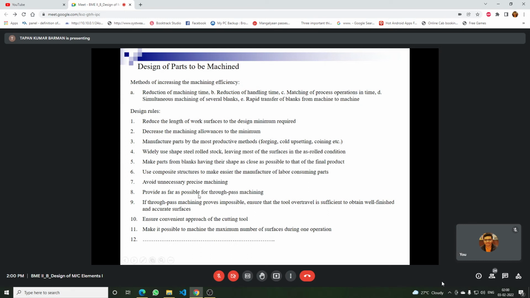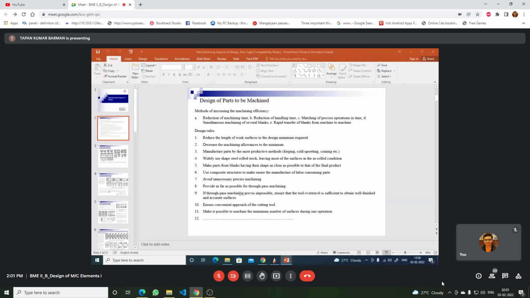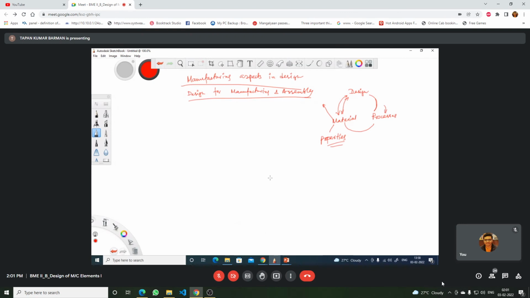Provide as far as possible for through-pass machining. Now, what is through-pass? In through-pass machining, suppose you have this type of extension. In one component, the extension of the surfaces is like this. This is a cylindrical space.